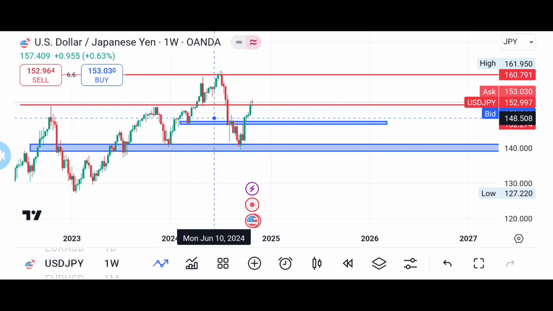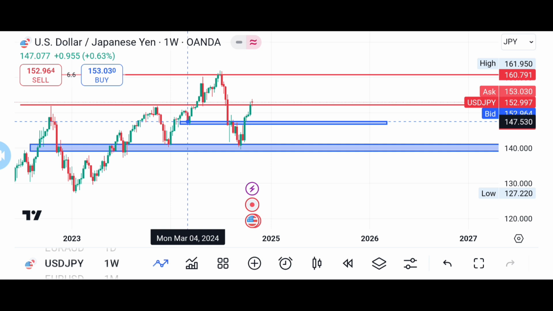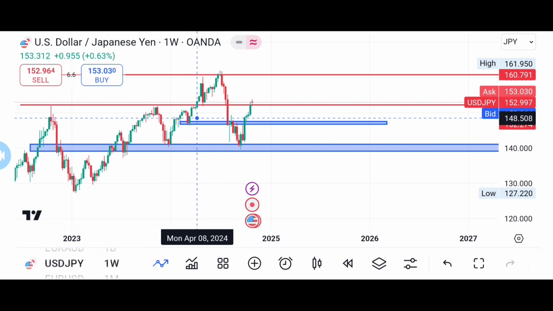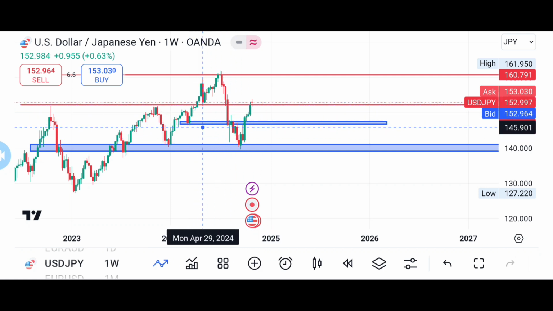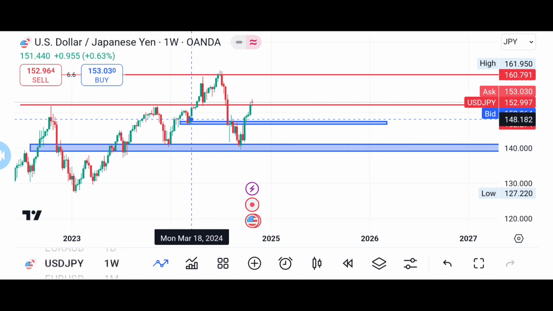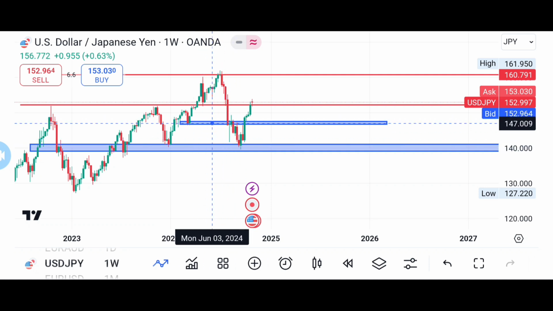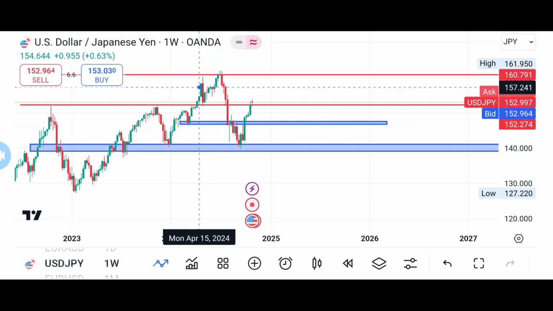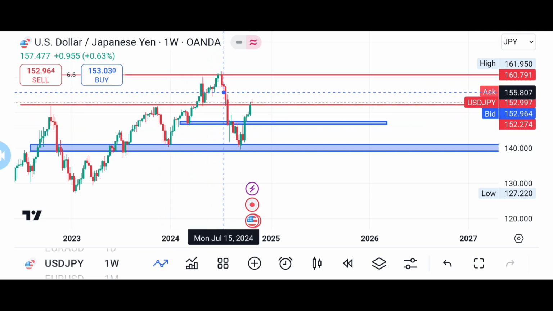If you never watched our previous video from yesterday, please go and watch that video. I showed you clearly how we are going to trade this inverse head and shoulder. I showed you how we are going to trade the double bottom, the double top. Another thing I can see in the weekly time frame is the possible head and shoulder.